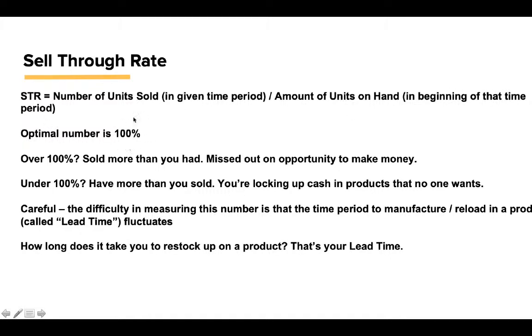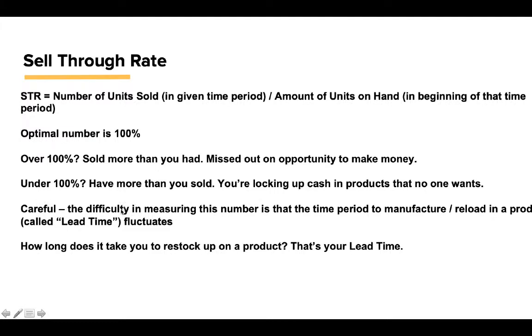Your optimal sell-through rate you're gunning for across all your SKUs is 100%. If you're over 100%, you sold more than you had. You missed out on the opportunity to make money. Shame on you, right? We're here to make profits and money together. Are you under 100%? Well, now you have more than you sold. You're locking up cash in products that no one wants. Shame on you again.